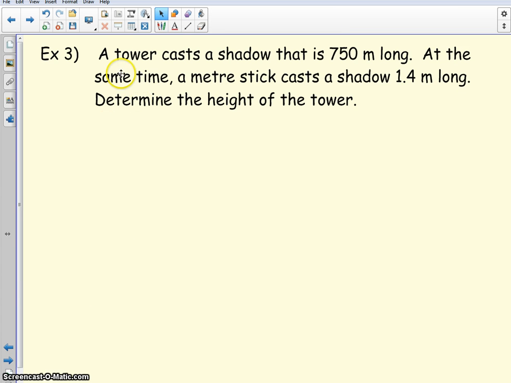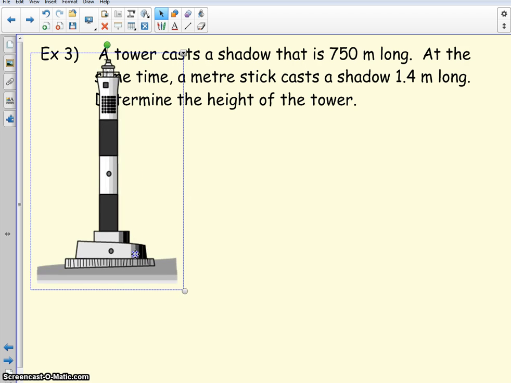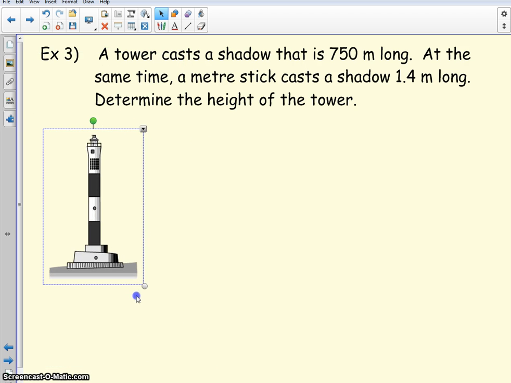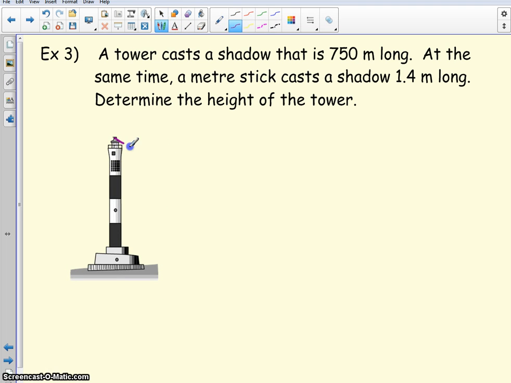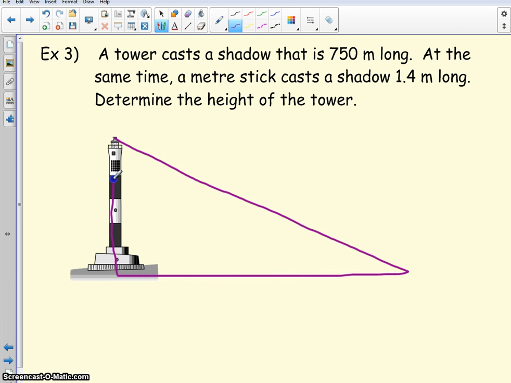Okay, so just sketch this out. We're going to have a gigantic tower here. So why not use this little lighthouse here? And that's going to cast a shadow that is 750 meters long. So look out here, cast a shadow. That's going to be a right angle there. Excuse my drawing, but that is going to be a right angle there. And the shadow is going to be 750 meters long, and we have absolutely no idea what the height is.